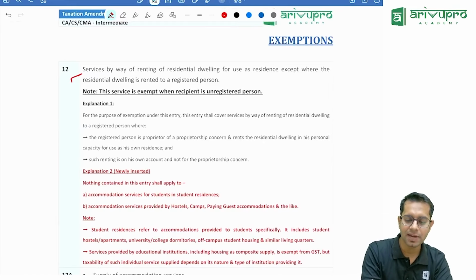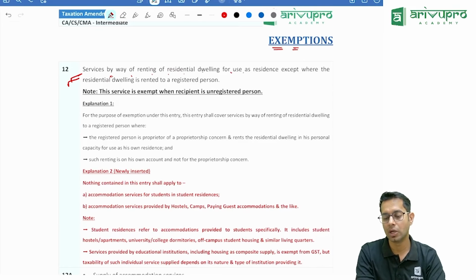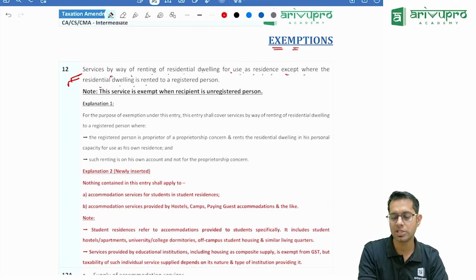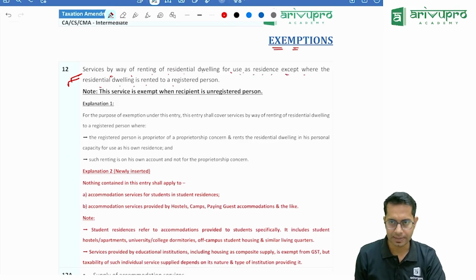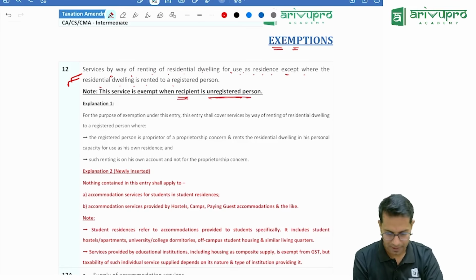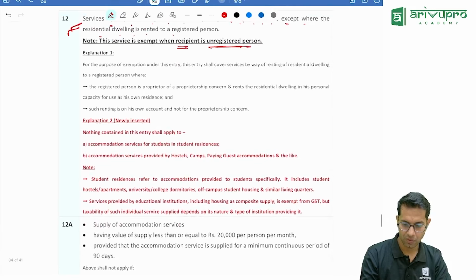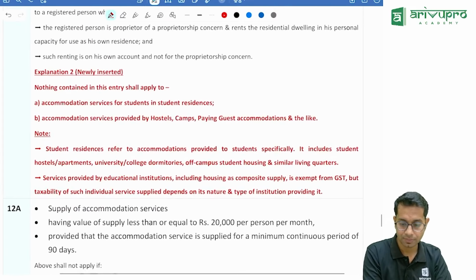Now, this services in exemptions chapter: services by way of renting of residential dwelling for residential use, except where it is rented to a registered person, is taxable. Sorry, it is exempt. This service is exempt when the recipient is an unregistered person. Correct? Now here they have given a clarification. What is that explanation, sir?